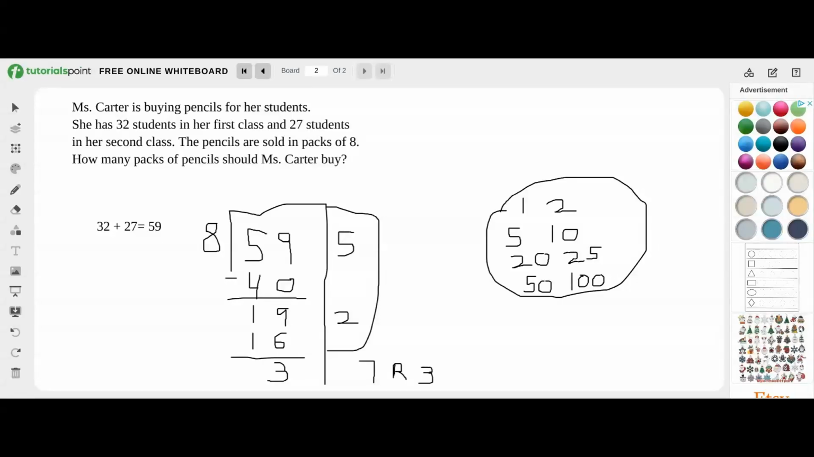So the first step that you would go ahead and do, and I already did the math on the screen just to speed this up a little bit, but the first thing that you would do is right over here, you would do 32 plus 27 equals 59. So we now know that Miss Carter has 59 students between both of her classes. Now, there's a good chance on the check in or the EOG or any kind of test, 59 will be an answer on that test.